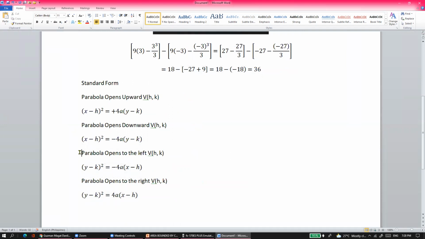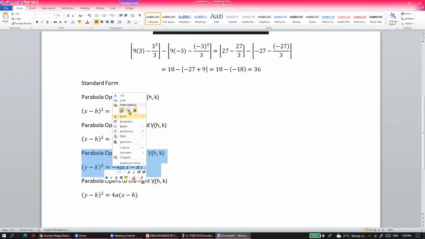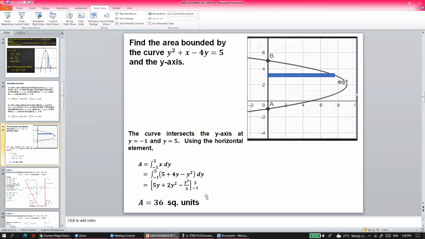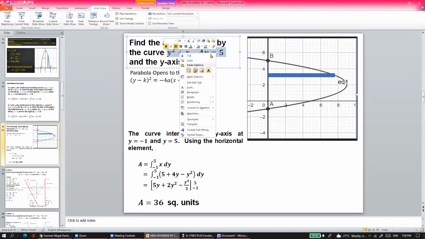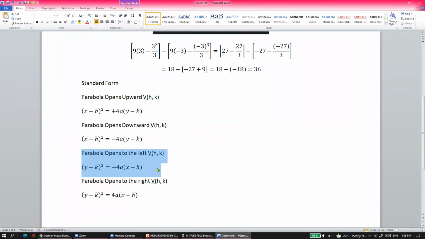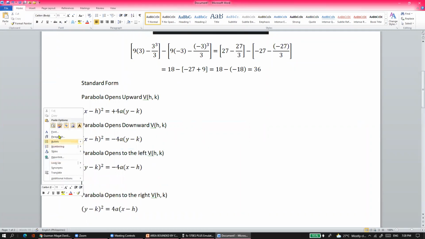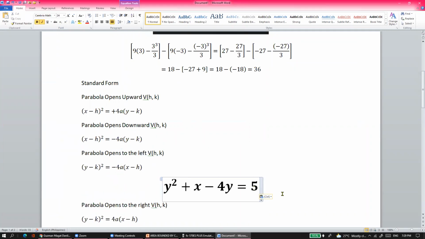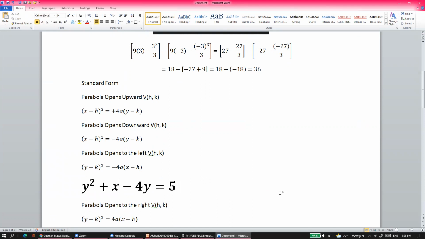Kung babalikan ko yung equation kanina, yung problem natin, ito siya, no? Yung ating problem. Tignan ninyo, slideshow ko siya uli. Copy-paste ko na lang yan. Okay. How come na ito opens to the left? Iyan ang ipapakita ko ngayon. Ipapakita ko bakit opens to the left yan. So let me write it here. Now, this is it. Y squared plus x minus 4y is equal to 5.